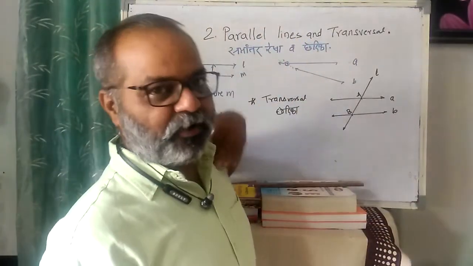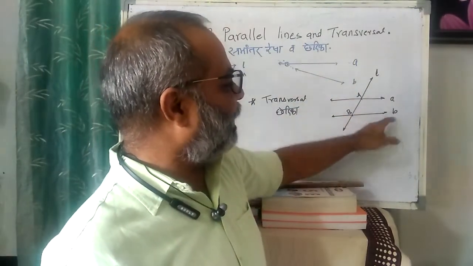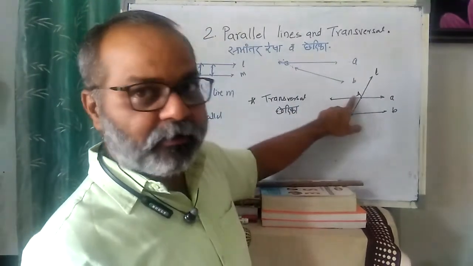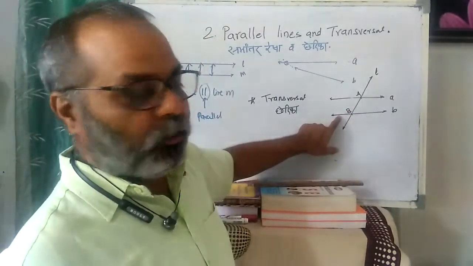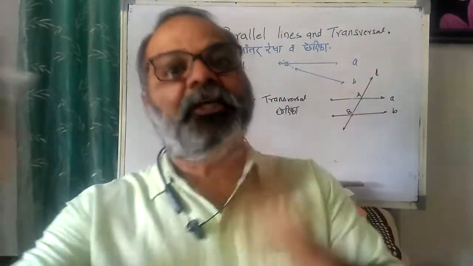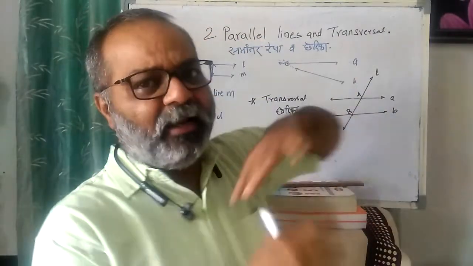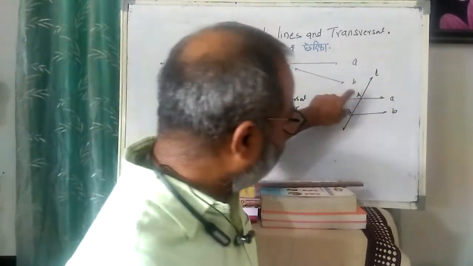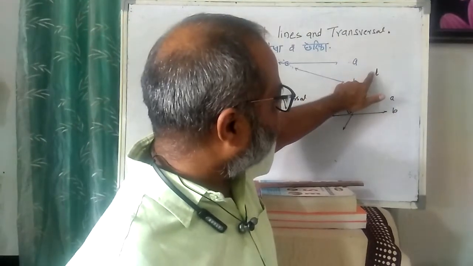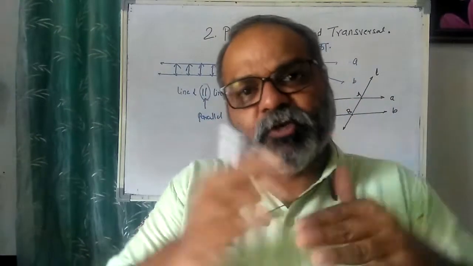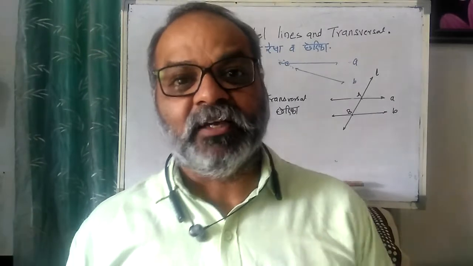So I just draw the next figure here. There are two lines, line A and line B, and one line L, which intersects line A at point A and line B at point B. So if any line intersects any two lines at two distinct points, that line is called a transversal. Okay, I repeat it. That line L intersects lines A and B at two distinct points, so the line L intersects line A at point A and line B at point B. They intersect in two distinct points, then that line is called a transversal.